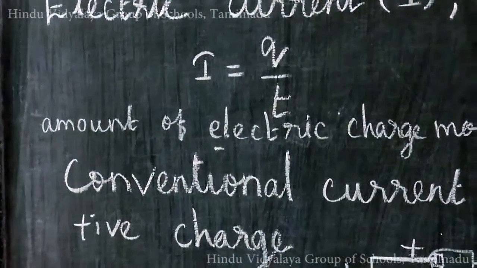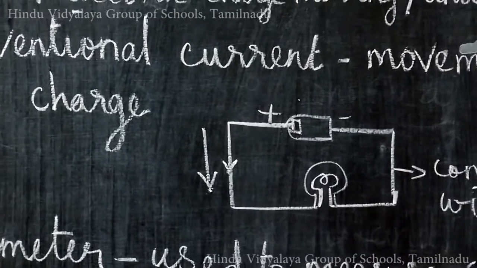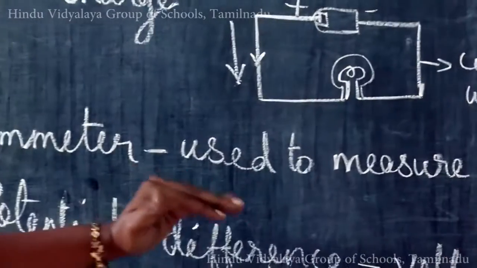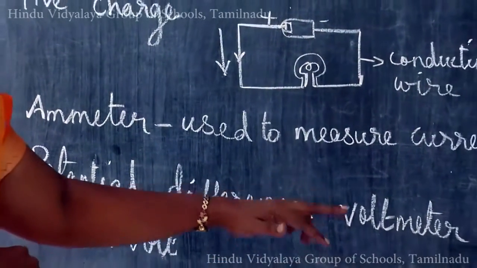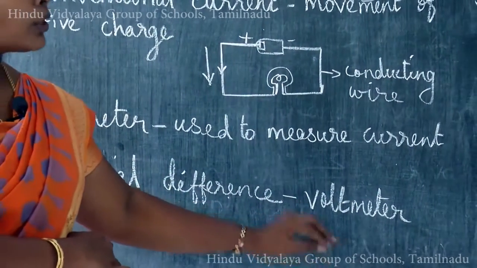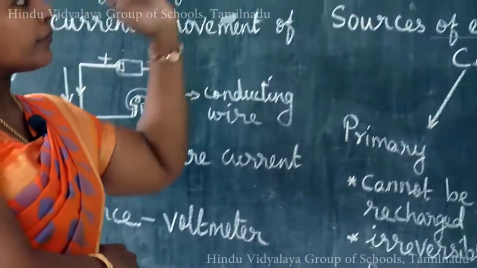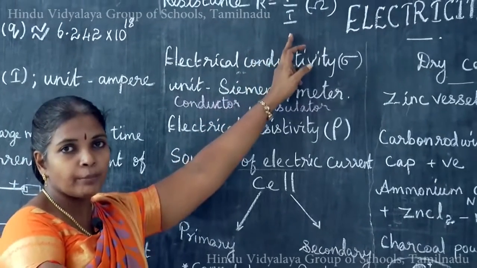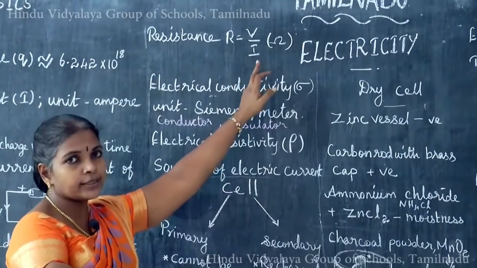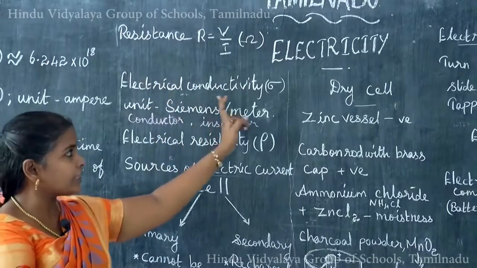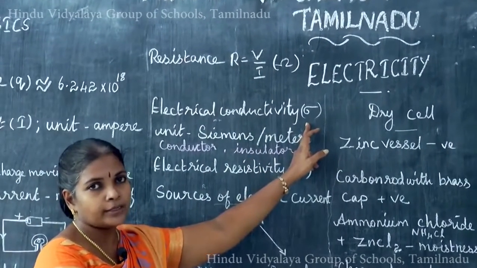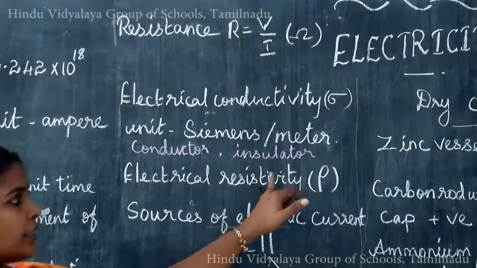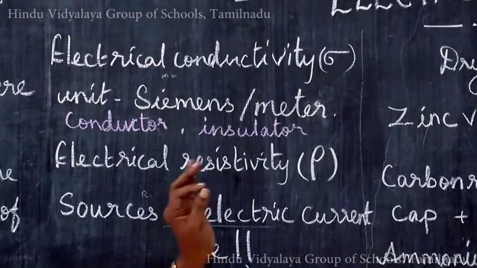And how is electric current measured? By using the instrument ammeter. So, which instrument is used to measure current? That is ammeter. Then potential difference. How will you measure potential difference? By using an instrument called voltmeter. Then resistance. What is the formula for resistance? That is R equal to V by I. What is the symbol for resistance? That is ohm. Then electrical conductivity, that is sigma, and its unit is Siemens per meter. And electrical resistivity, that is rho, its unit is ohm meter.